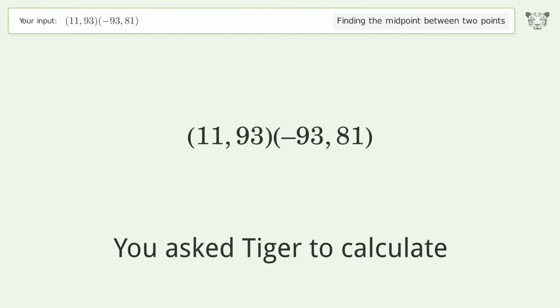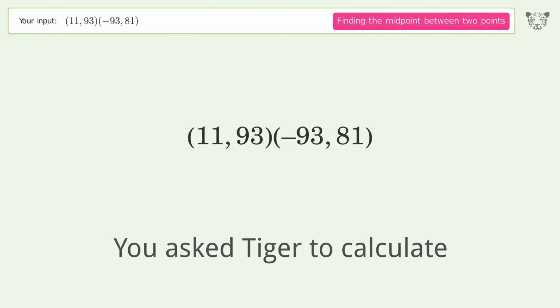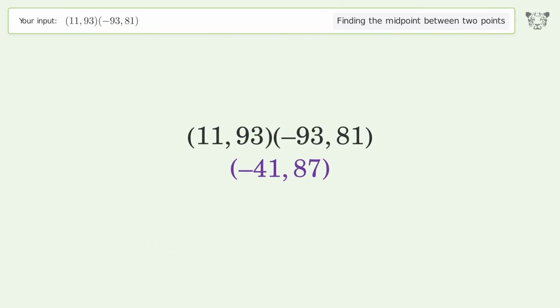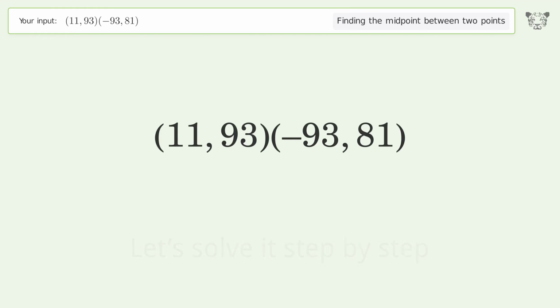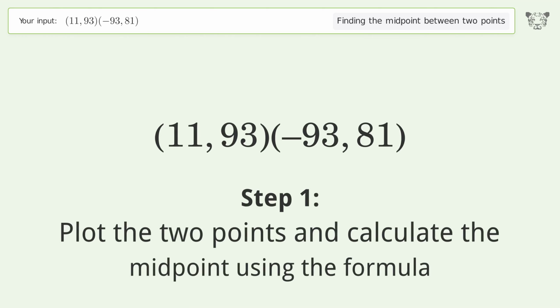You ask Tiger to calculate. This deals with finding the midpoint between 2 points. The midpoint between the 2 points is negative 41, 87. Let's solve it step by step. Plot the 2 points and calculate the midpoint using the formula.